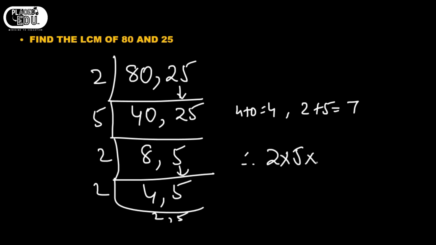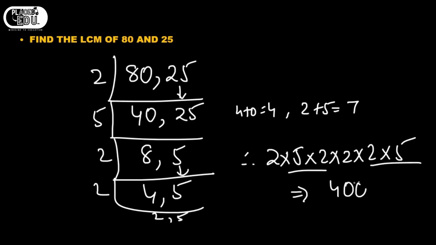Therefore, the LCM is 2 into 5 into 2 into 2 into 2 into 5. I think you got it: 5 2s are 10, 5 2s are 10, 10 tens are 100, and 4 is 400. So the least common multiple of 80 and 25 is 400. This is the way we have to find the LCM of two numbers.